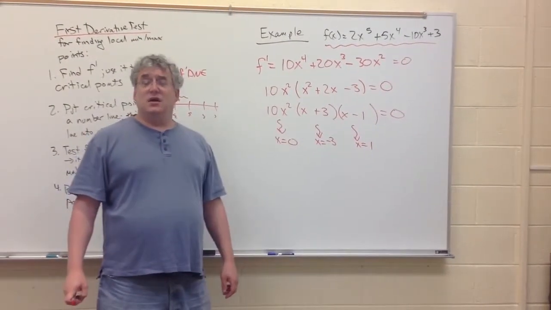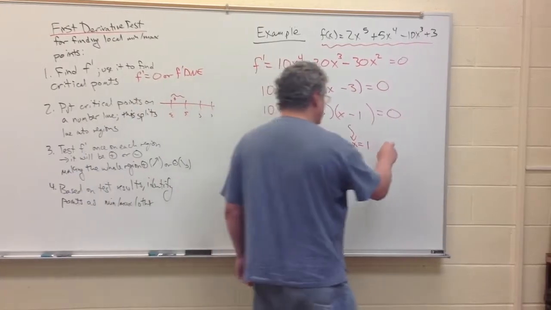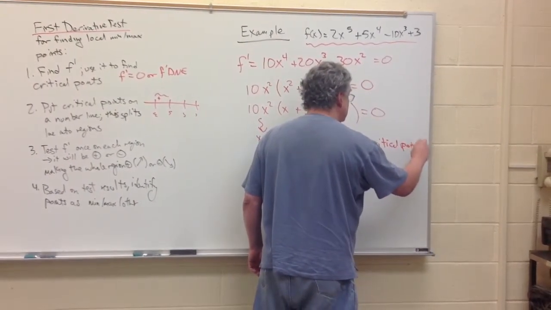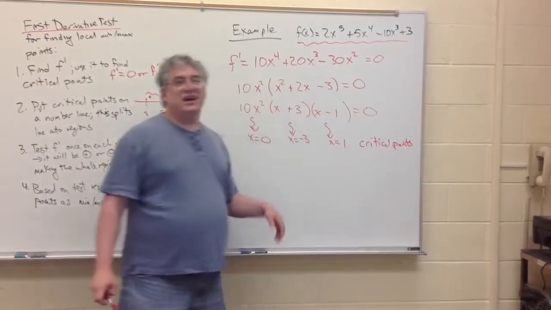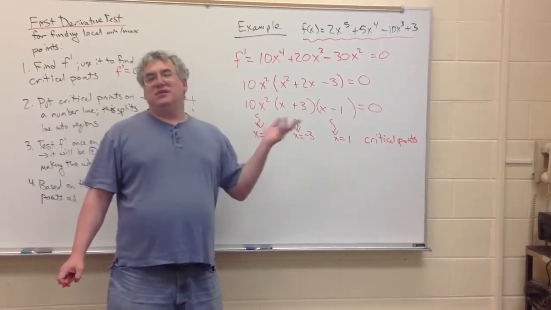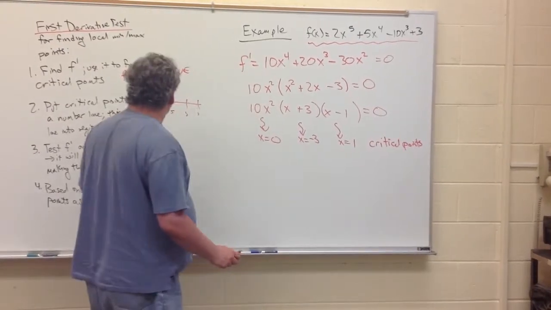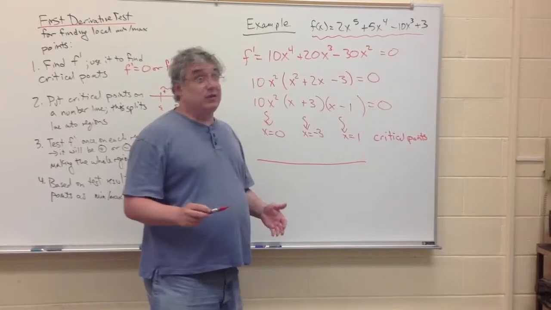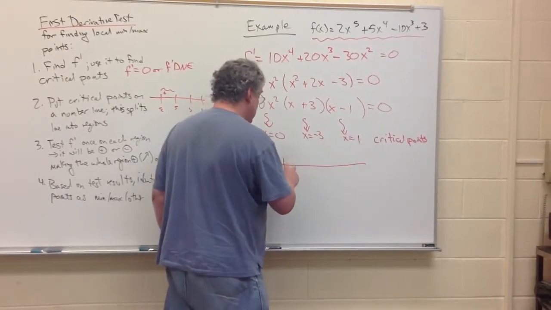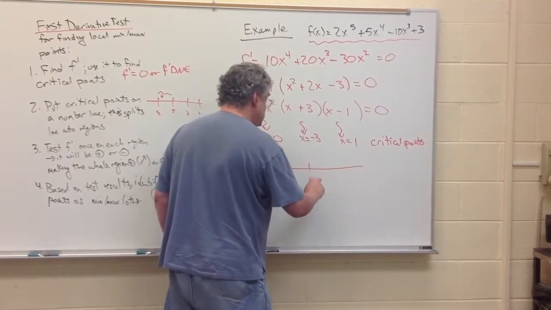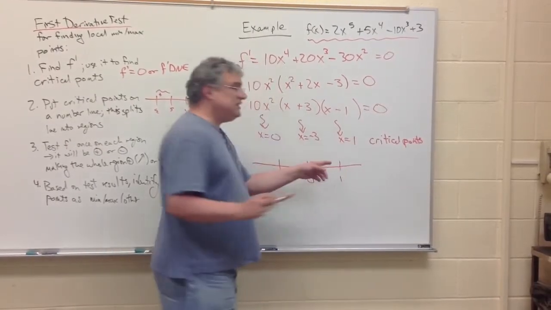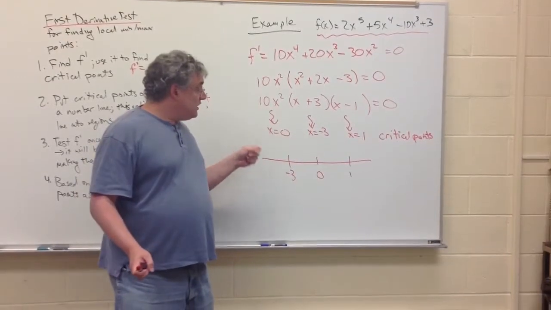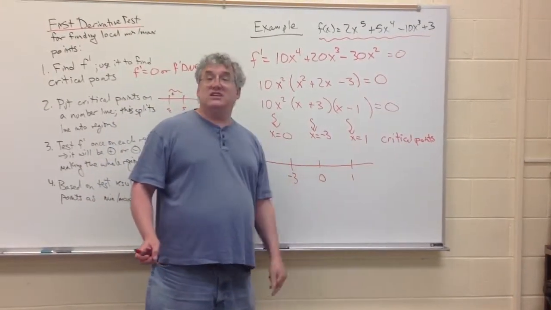What does that tell us? Those are the critical points. Now remember, the critical points, these are actually x values, not points, but we call them critical points anyway. The next step is to put them on a number line. And you want to make sure you put them in the right order, because numbers are in order. Minus 3, then 0, then 1. Notice I haven't put them to scale. The scale doesn't matter. What's important here is it divided the number line into 1, 2, 3, 4 regions.